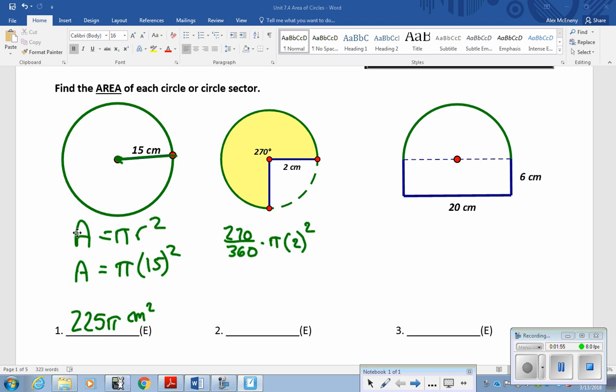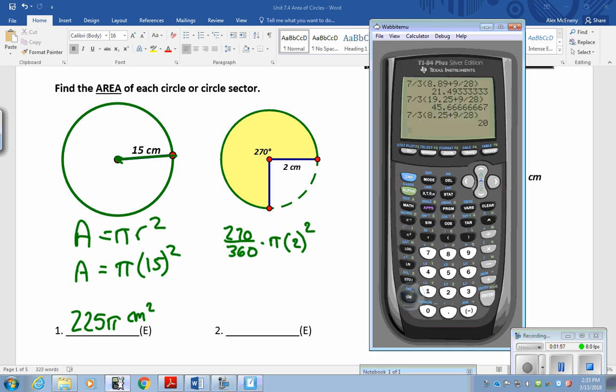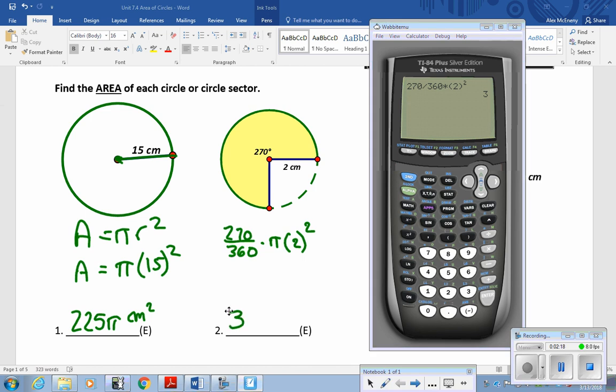Then what you would do to find the exact answer is you would take the fraction, input the fraction, 270 divided by 360, and then you would multiply it by that radius value, which is 2, and then square it. So we would end up getting 3 for an answer, which would be, in this case, 3 pi centimeters squared.